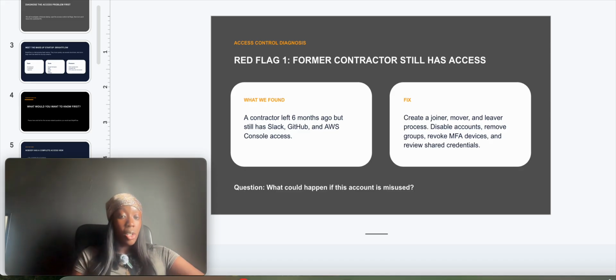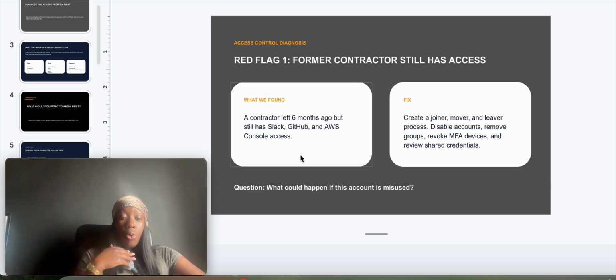And because the contractor no longer works there, you don't have it in mind to check on it, because you just assume that they're not going to be there. So the fix for this is to create a joiners, movers and leavers process. Joiners being people that have joined your organization, movers people that have gone from one department to another, making it necessary to adjust their access, and then leavers, someone that's left the organization altogether, someone whose access you need to revoke.